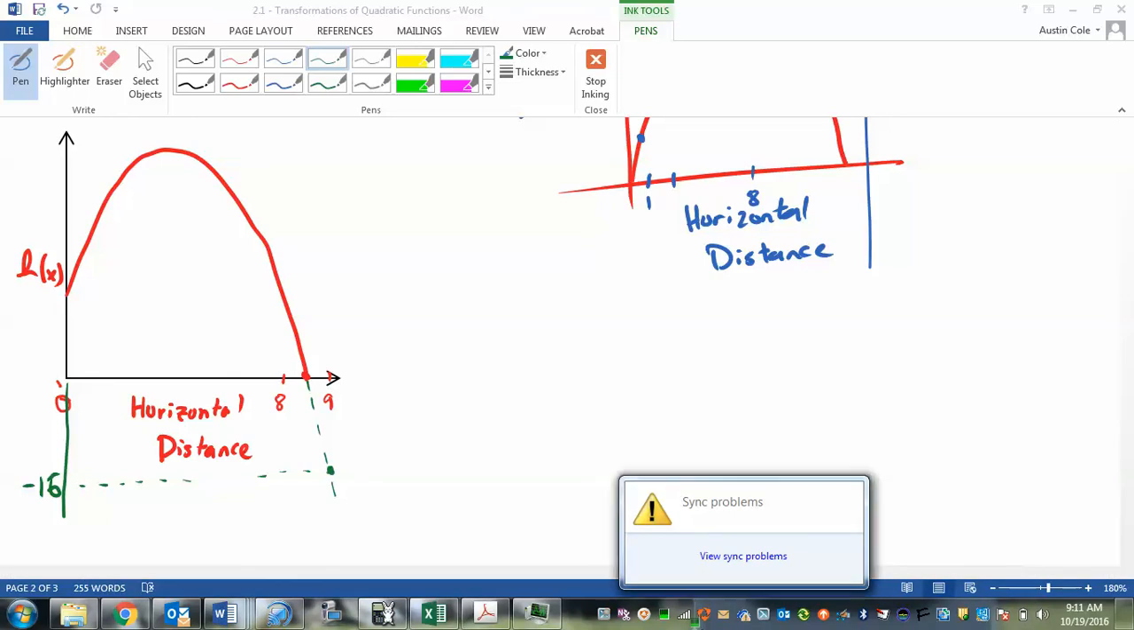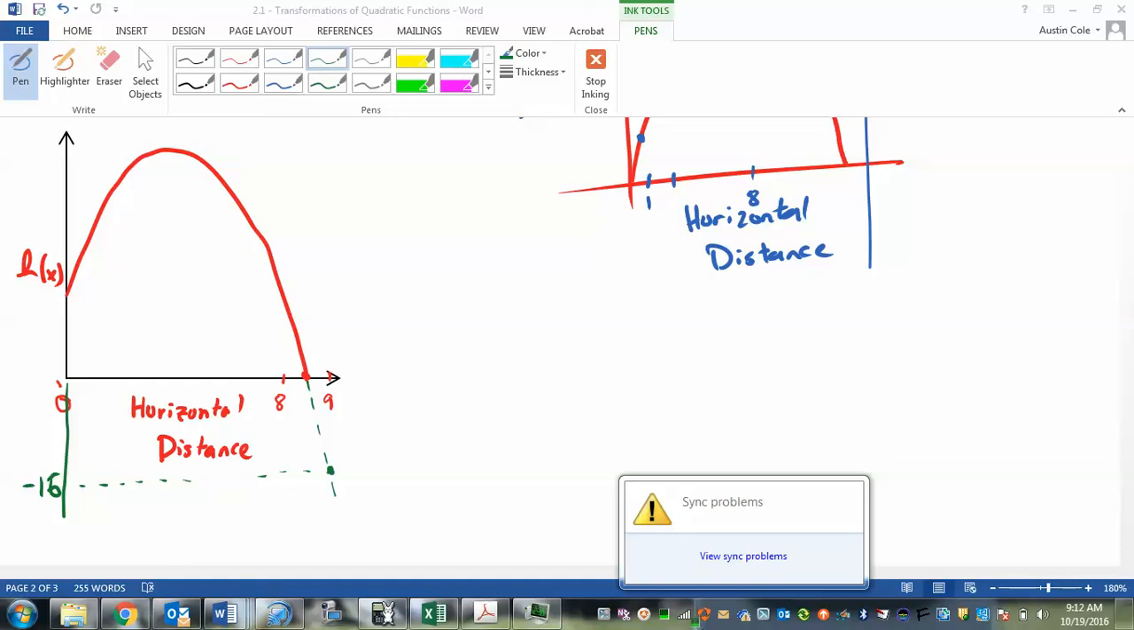Oh. Because that point at 9 is now at negative 16. We want it to be 9, 0, the point. But right now it's 9, 16. So it's 16 units too low. So we want to start at 27. So we need to move it up 16.